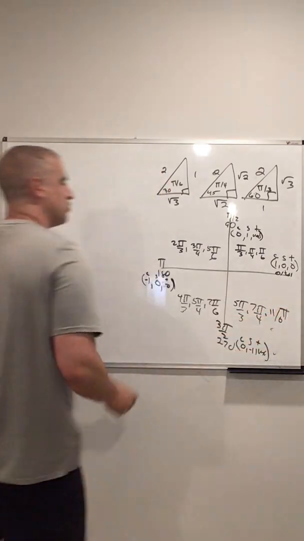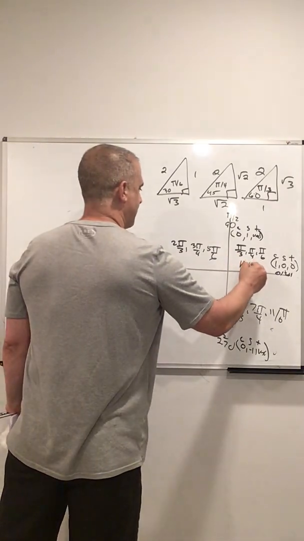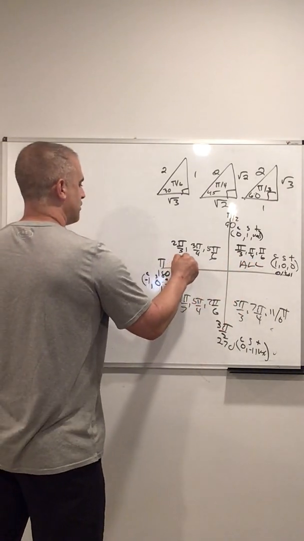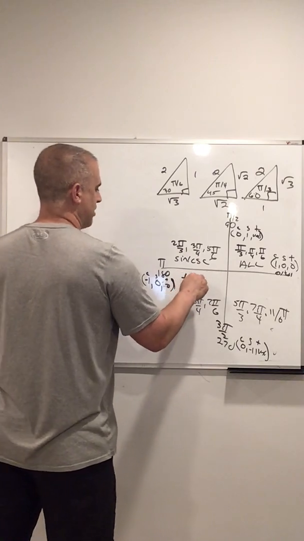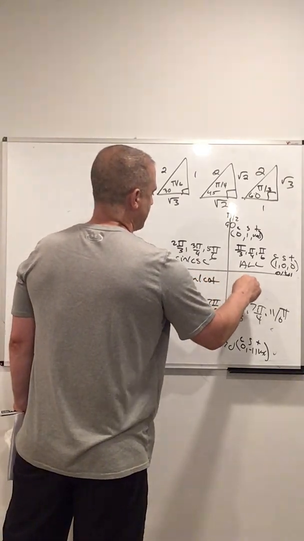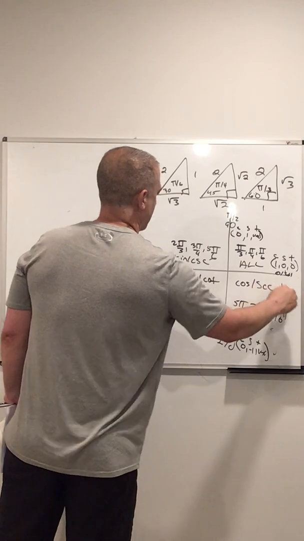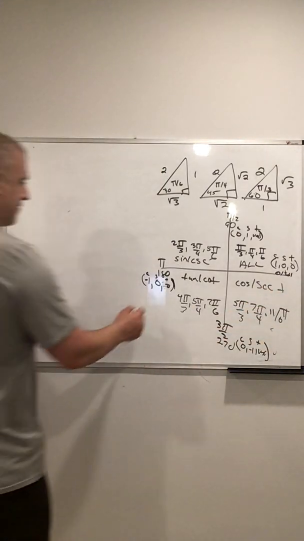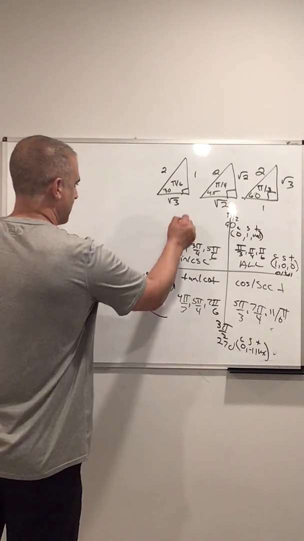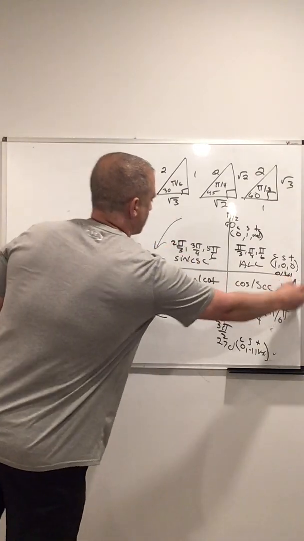The other thing that's important is what's going to be positive. All the functions will be positive here. In this quadrant, it will be sine and cosecant. In this one, it will be tangent and cotangent. And in this quadrant, it will be cosine and secant. All of those will be positive. So this will help us quickly get through this stuff. If you're in this quadrant, you work here; in this quadrant, you work to that one.